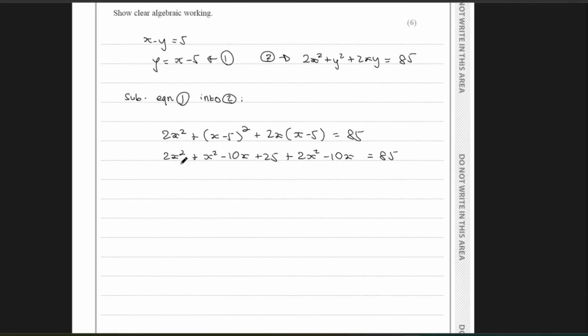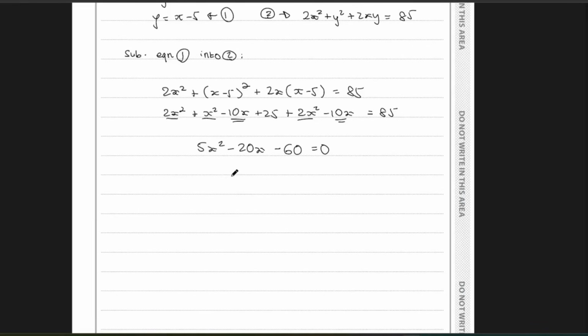So we have 3 x squared terms, 2x squared, x squared, and 2x squared. If we add them together, we get 5x squared, we have a couple of x terms, minus 10x minus 10x, that is minus 20x. And we have two constant terms, the number terms. We can bring 85 to this side, so that'll be minus 85 plus 25, which is minus 60 equals 0. From here, we can simplify. We can divide all the terms by 5, so it becomes x squared minus 4x minus 12 equals 0.